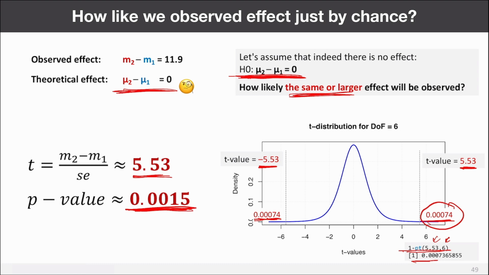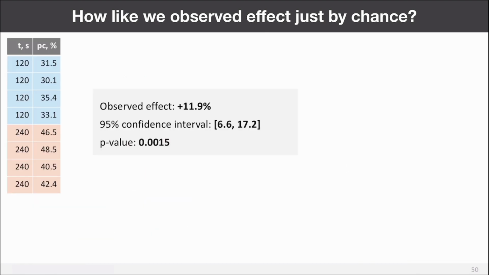So it means that if you repeat it 1,000 times, only in 1 out of 1,000, a little bit more, right? Almost 2 out of 1,000, you can observe this value. It's very unlikely. So you should be very unlucky to observe it just by chance. So therefore, it will be reasonable in this case to reject the null hypothesis and claim that indeed you have an effect. Okay. So this is the result. So we have observed effect of 11.9. It's a positive effect. So increasing time indeed increases the percent of popped corns.